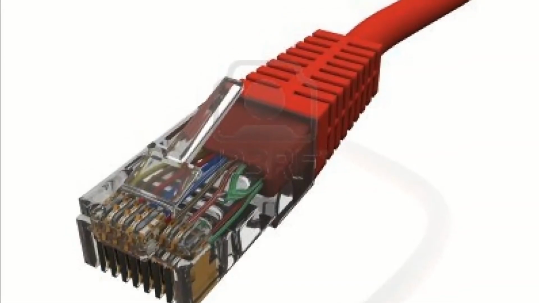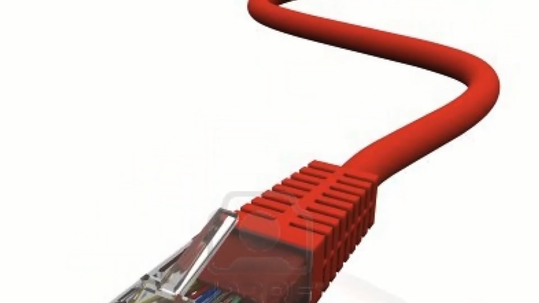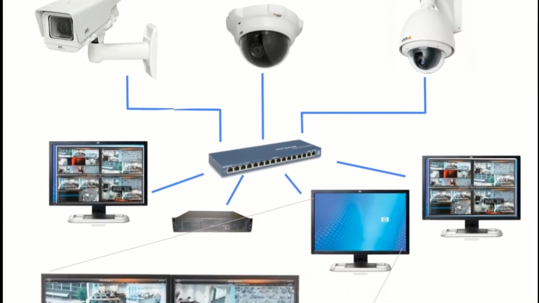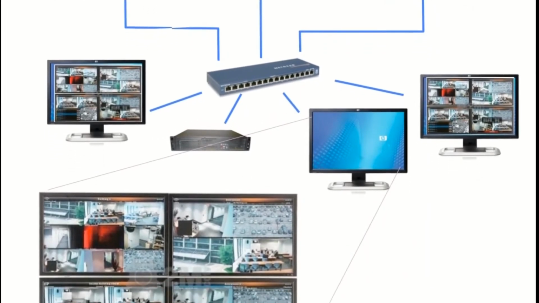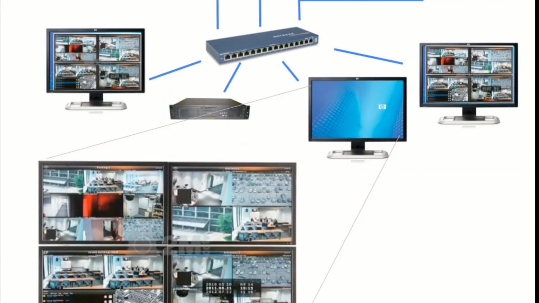The camera uses an RJ45 connection instead of a coax BNC connector. So the IP camera is now part of a computer network. As a matter of fact, it has its own IP address and looks just like another computer on the network.